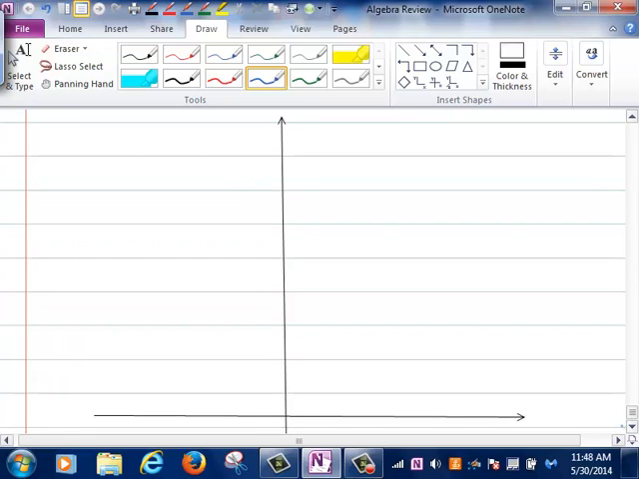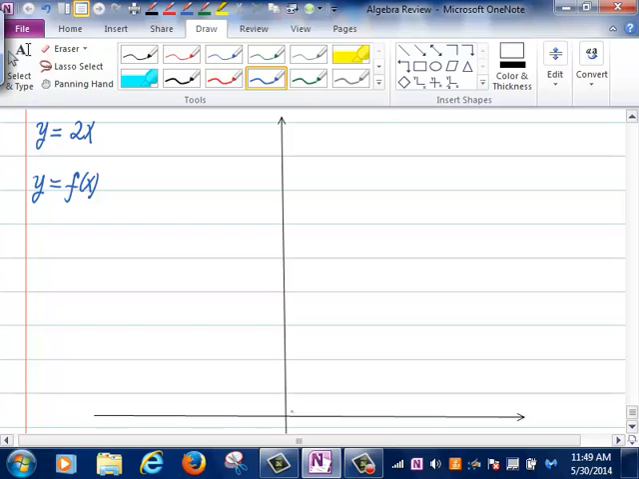We already know it's a line. The graph of this function means the graph of the equation y equals 2x. The graph of this function is the same as the graph of the equation y equals 2x. So in general, the graph of a function f is the same as the graph of the equation y equals f of x.